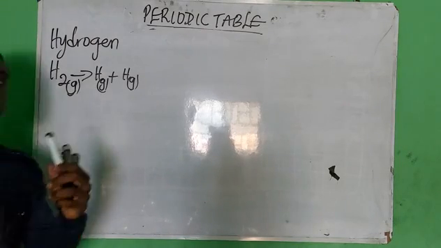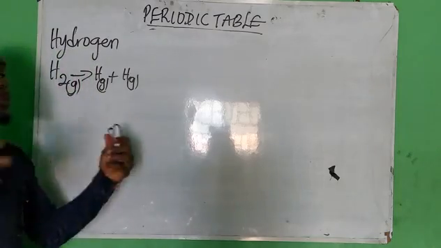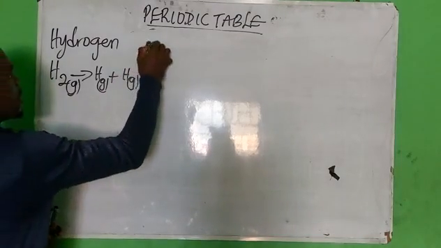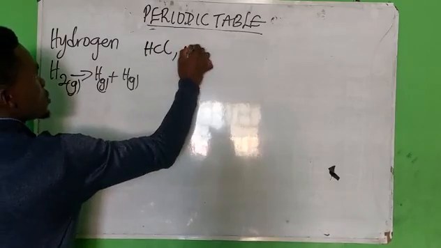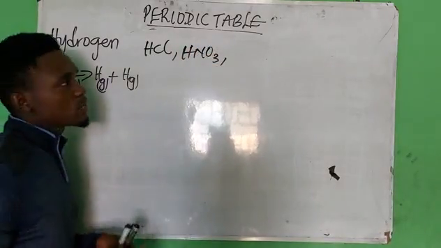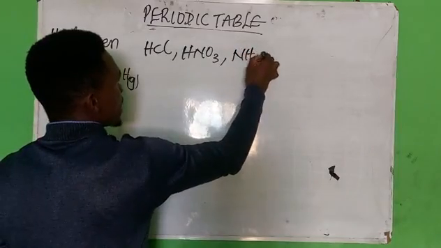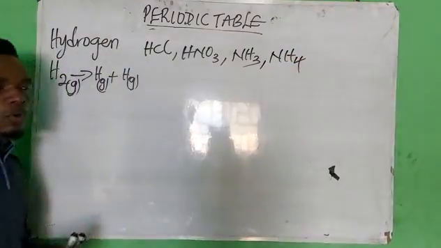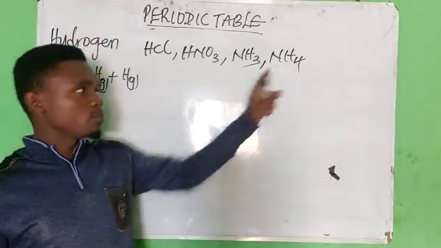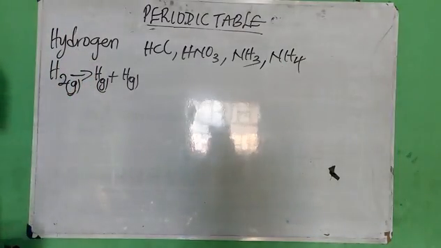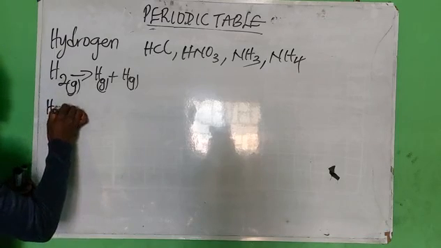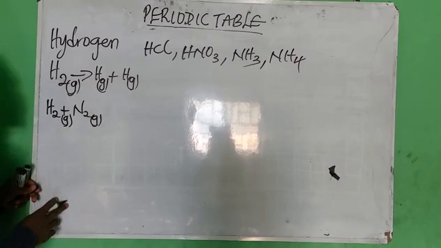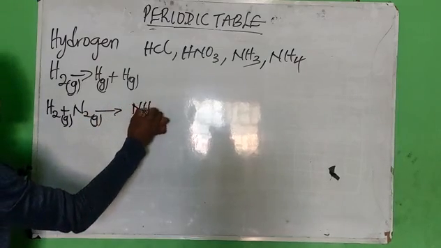Hydrogen has the ability to form numerous compounds. It can form HCl, HNO3, and so on and so forth. It can also form ammonia through the Haber process, and it also contributes to ammonium. So how do you think any of those can be prepared? If hydrogen gas should react with nitrogen gas, what would you have? Ammonia.